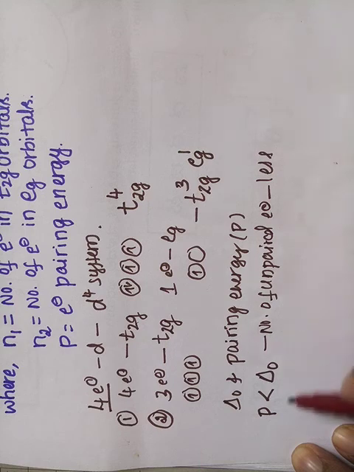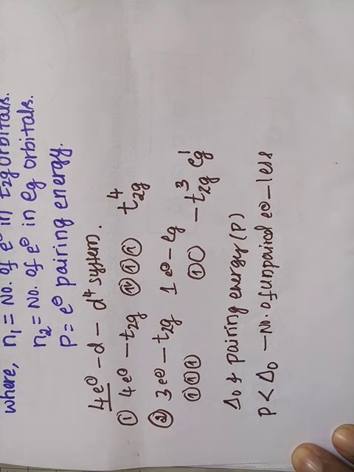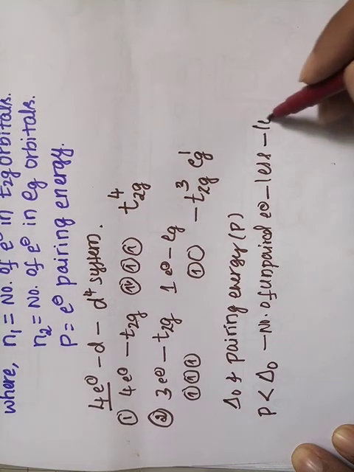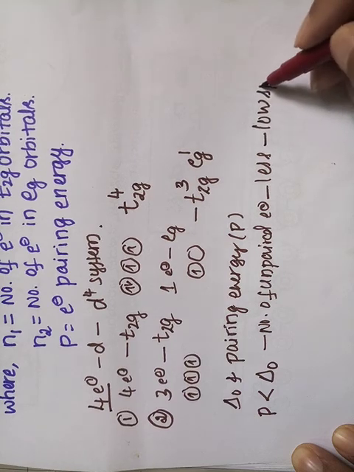So when the unpaired electrons get paired up, the number of unpaired electrons will be less. When the unpaired electrons are less, such complexes are called low spin complexes.